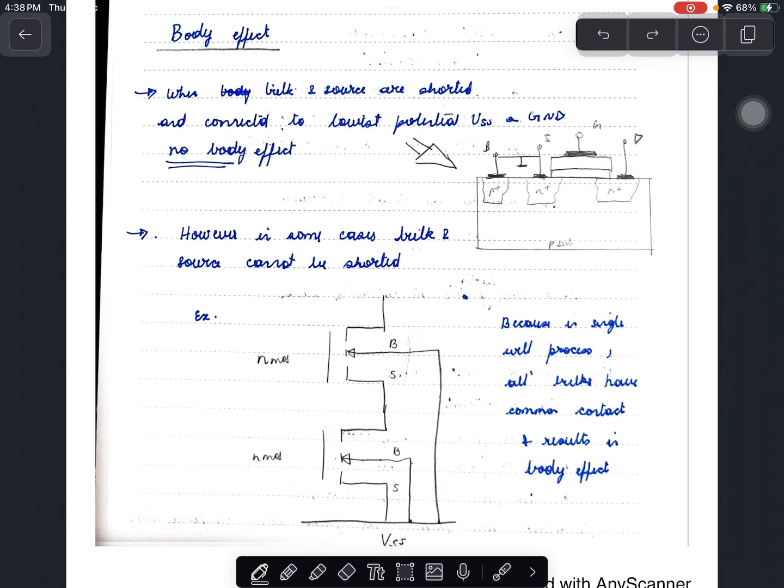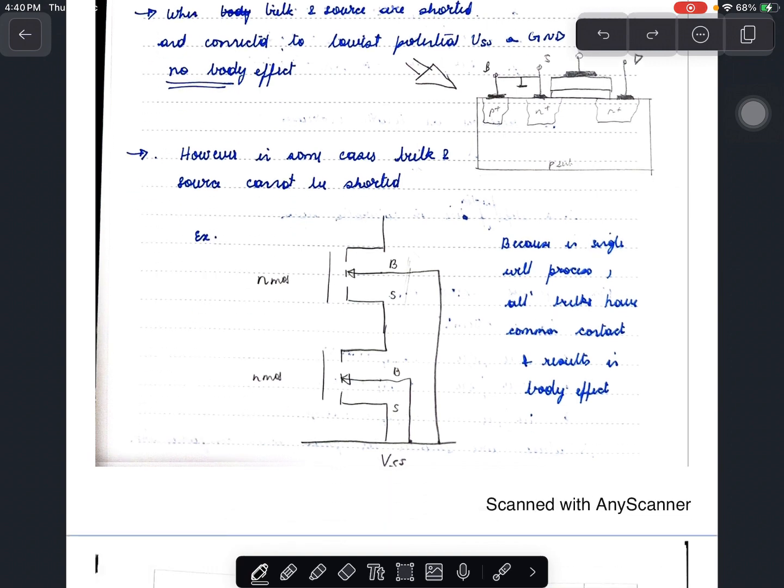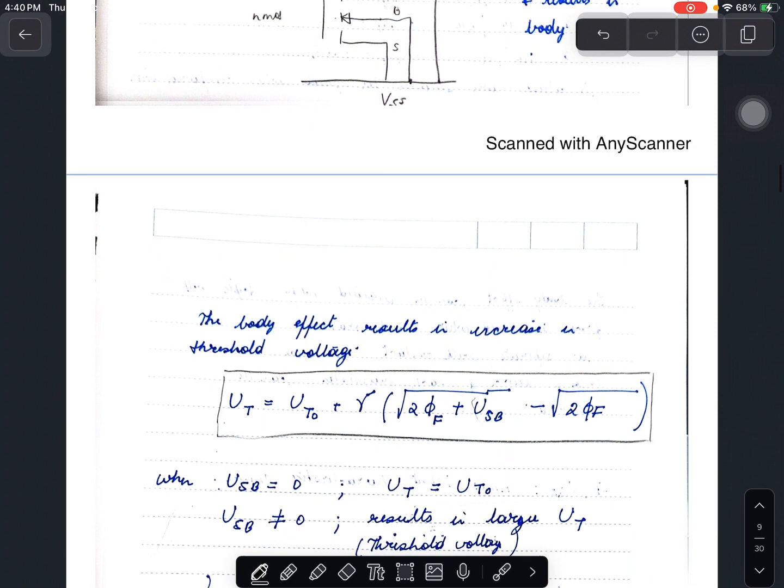Second effect is the body effect. When the bulk and source are shorted, we do not see the body effect because the source to bulk voltage is 0. However, in a single well process, in some cases, in such a circuit, the bulks of the MOS transistors are the same, and hence if the bulk is connected to VSS, the upper transistor bulk is also connected to VSS, and because of this we have VSB, that is source to bulk voltage, and this results in body effect.